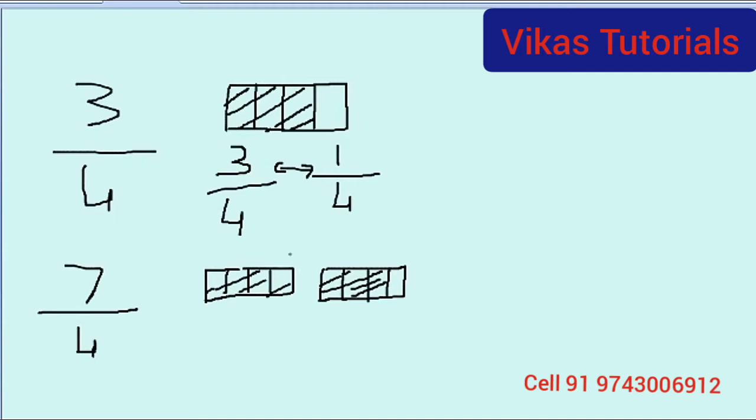So how many pieces have you taken from the cakes? 1, 2, 3, 4, 5, 6, 7. 7 pieces you have taken. And how many parts was each cake divided into? Each cake was divided into 4 parts. Now, how much is remaining? 1 out of 4 is remaining. This is fractions.